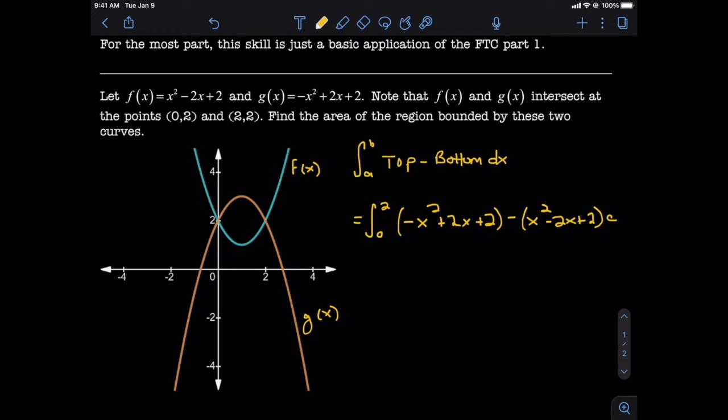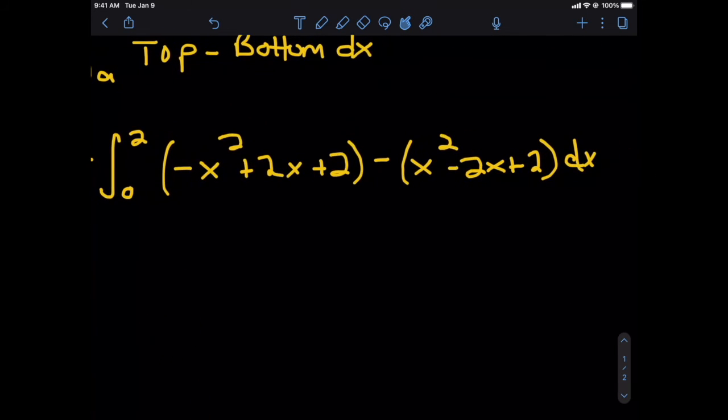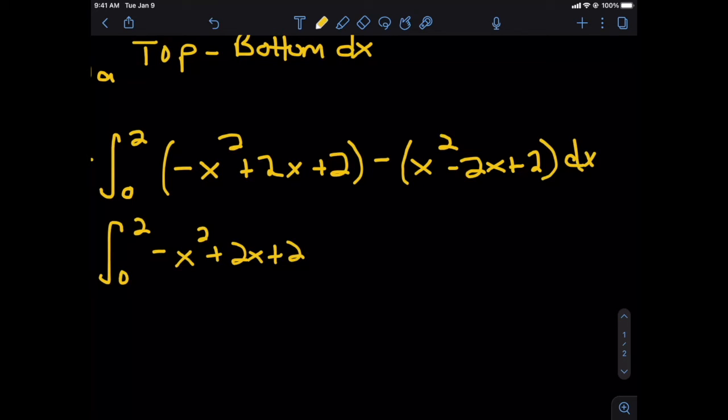We'll have dx, and notice how I put my two functions in parentheses. This is going to help me make sure I avoid making mistakes. Why? Because this negative sign needs to be distributed into the second parentheses. So what we're going to do is drop all the parentheses and then combine our like terms and anti-differentiate, if that's even a word. I think it's a word.